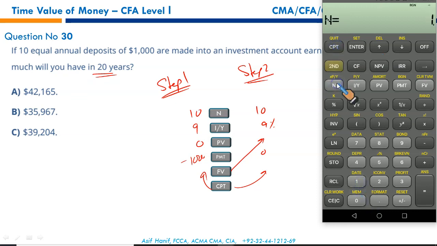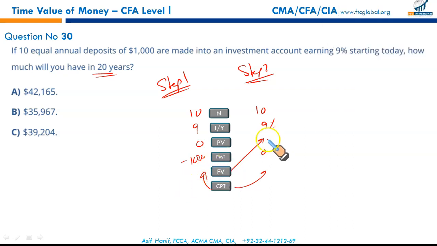10 is N. Nine is the interest rate. Present value is 0. 1,000 negative is the payment. We need to calculate the future value. It is 16,560. This 16,560, which is an inflow, will become an outflow for the next step, where 16,560 is the present value.